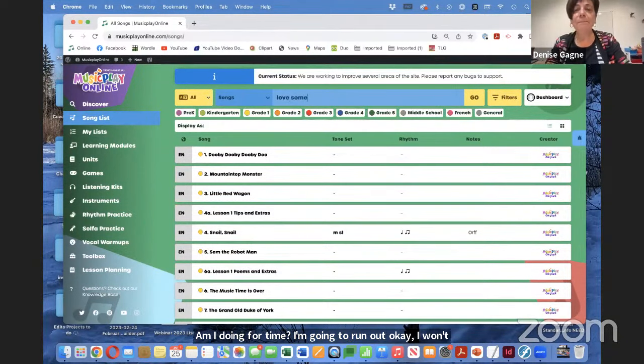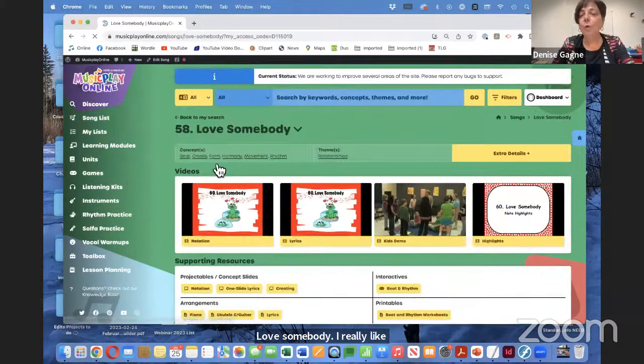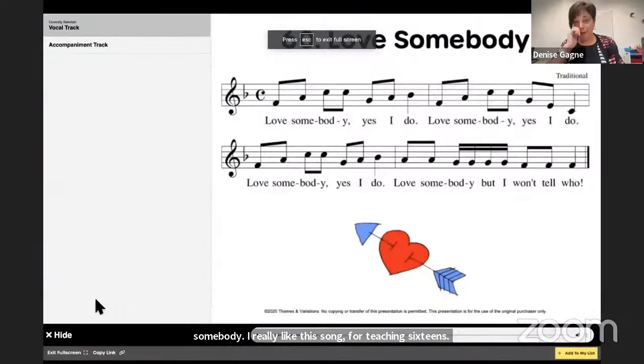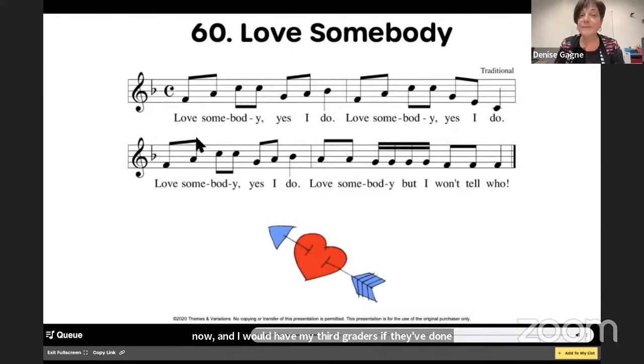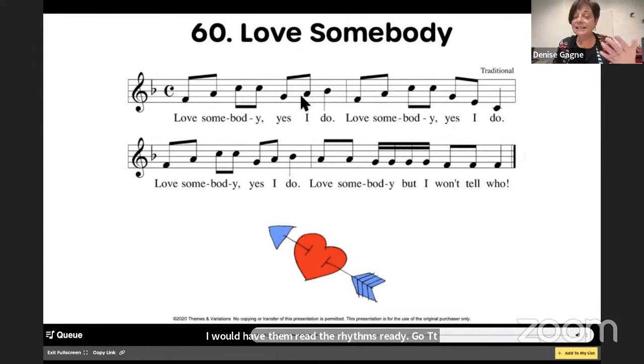Love Somebody. I really like this song for teaching sixteenths. And again, I'm going to go to the notation slide. And I really like the fact that we have these all separated now. And I would have my third graders, if they've done sixteenths, read the rhythms. Ready, go. Ti, ti, ti, ti, ti, ti, ta. Ti, ti, ti, ti, ti, ti, ta.